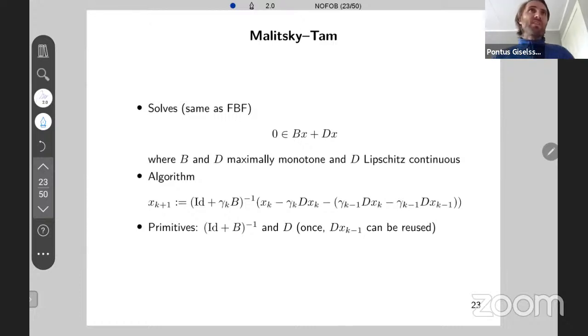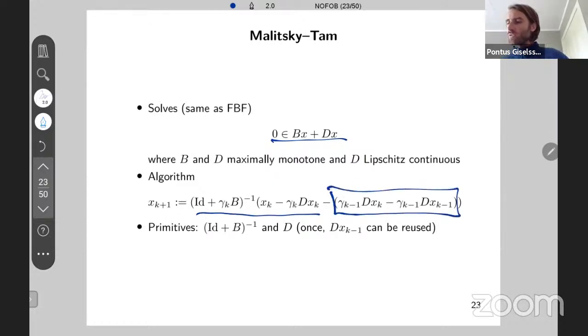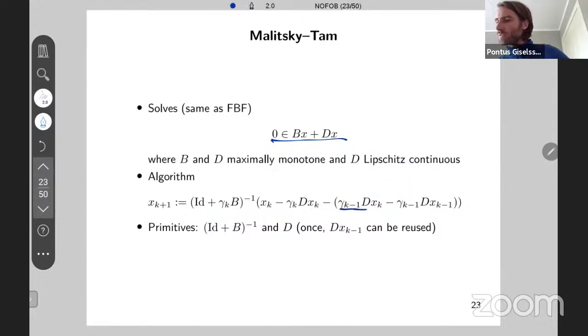And then there is a generalization of this, which we call Malitsky-Tam. It solves the same type of problems, but instead of doing that specific correction with the second application of D, they have a forward backward step, but then add a specific momentum term to it, which is essentially the difference of Dxk and Dxk minus 1. So there is some momentum term added to the algorithm, and this also converges to a solution of that problem. And we have resolvents and D.